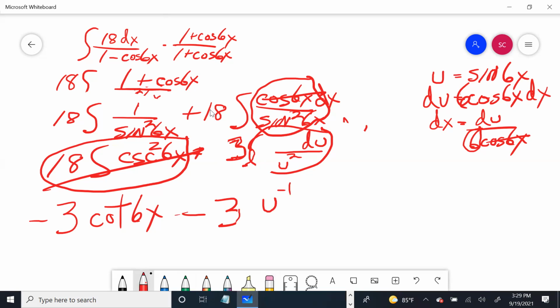And that's that. Sine squared then. Okay, here we got it. Just realized, that's 1 over u. 1 over u is 1 over sine 6x, which is cosecant. Okay.